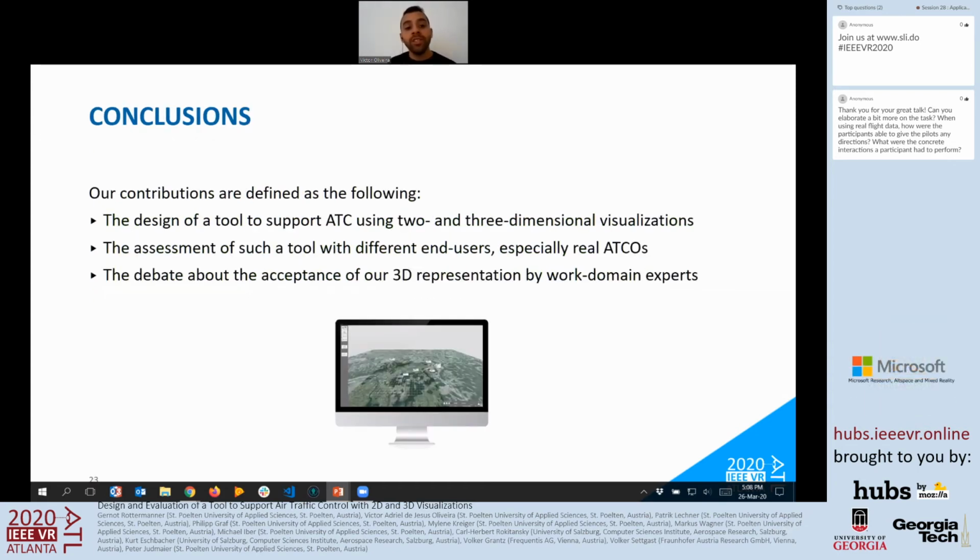So finally, in our study, we could design this tool to support air traffic control using 2D and 3D visualizations and assess this tool with different end users, but especially with the participation of the HCOs, and argue and discuss a little bit about the acceptance of 3D representations by work domain experts.